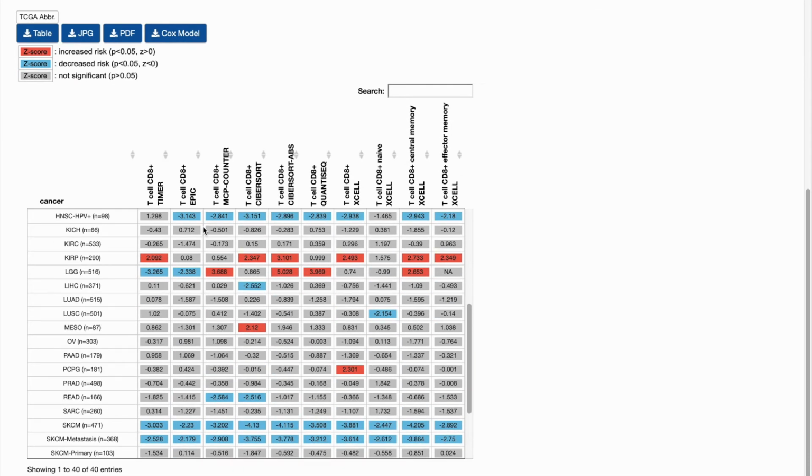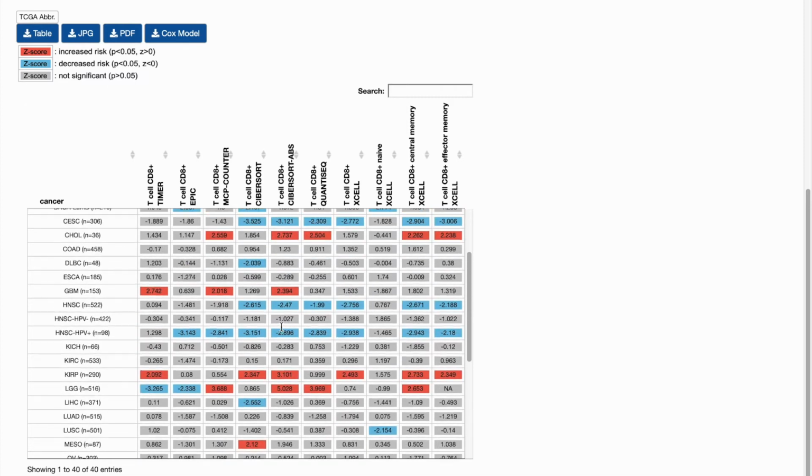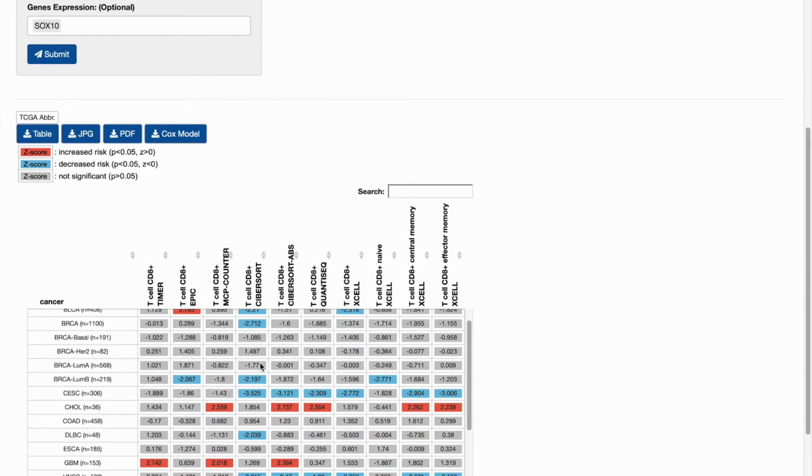So TIMER2 also outputs the same heat map format. The value in this heat map represents the coefficient of CD8 T cell infiltration in this Cox-PH regression. The red color indicates the CD8 T cell infiltration is significantly associated with increased risk for the patient, and the blue color means significant association of CD8 T cells with decreased risk in patients.